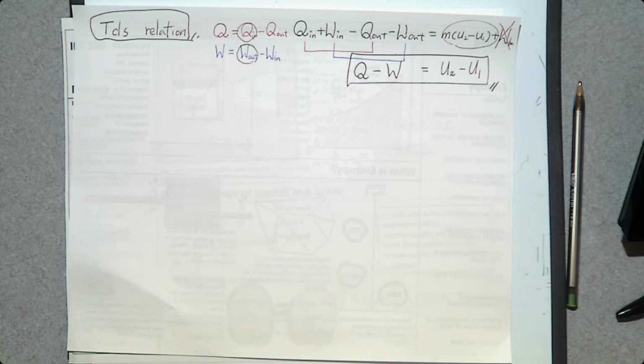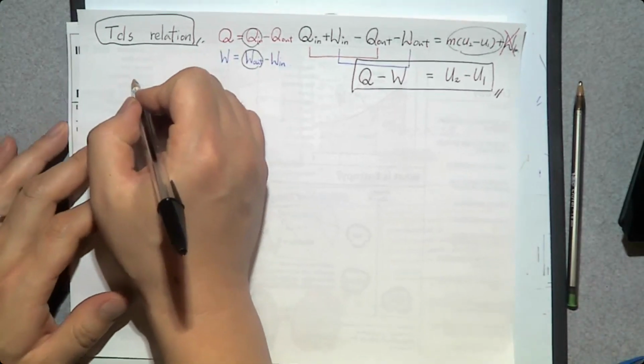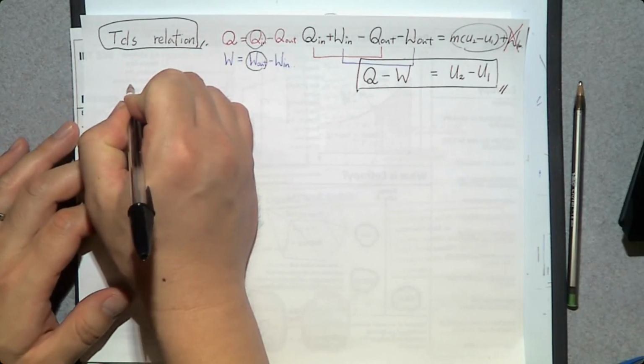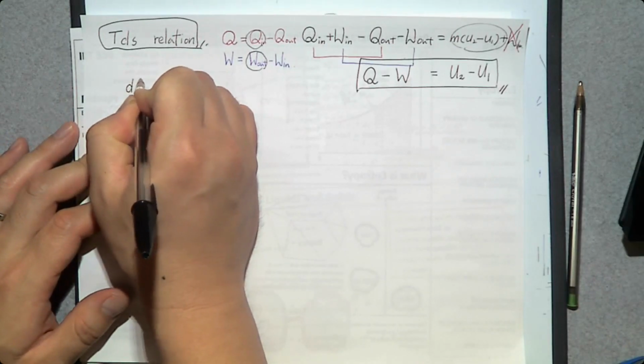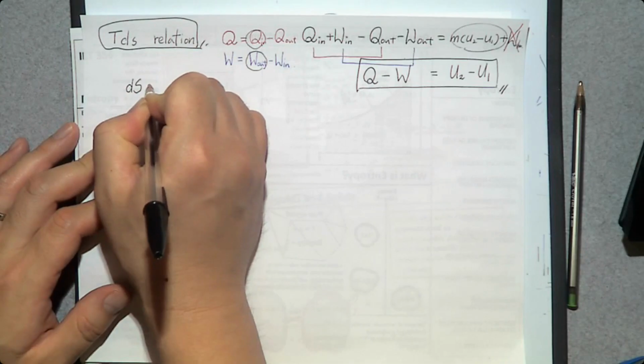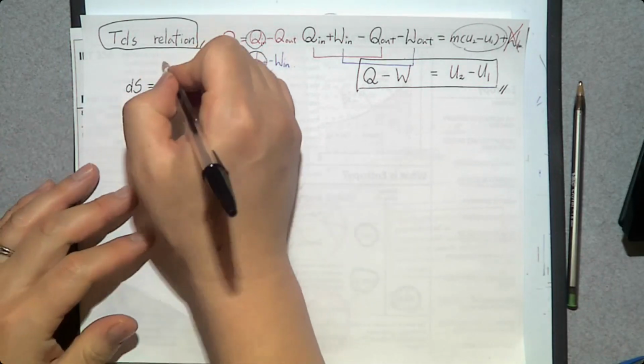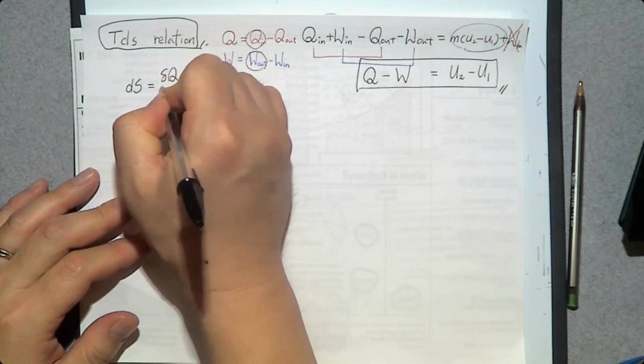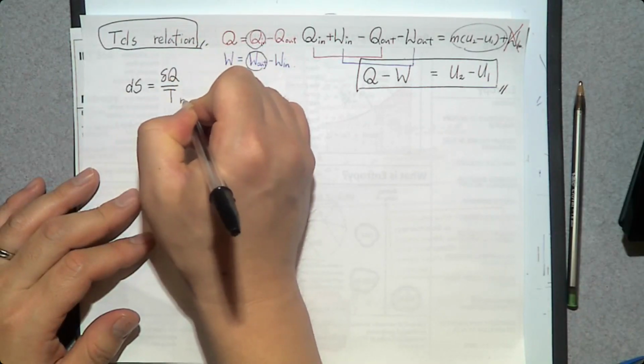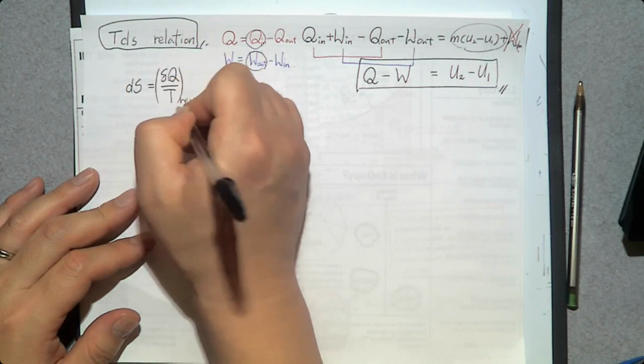So now, let's talk about something interesting. Now we want to calculate entropy. What is the definition of entropy? You don't remember? That's okay. I'm going to let you know: the definition of entropy is that the change in entropy is going to be del Q over T when it is internally reversible.